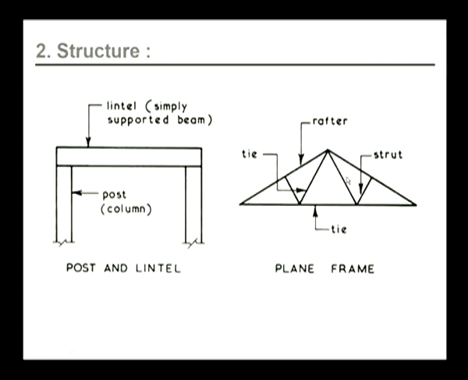In this frame we see a combination of a rafter, a tie and a strut. We will come across more of how the load is distributed in the subsequent slides, but what we see is, these are the rafters, this is a tie, and these are the struts. So it's a combination of the structural members that we have gone through previously.